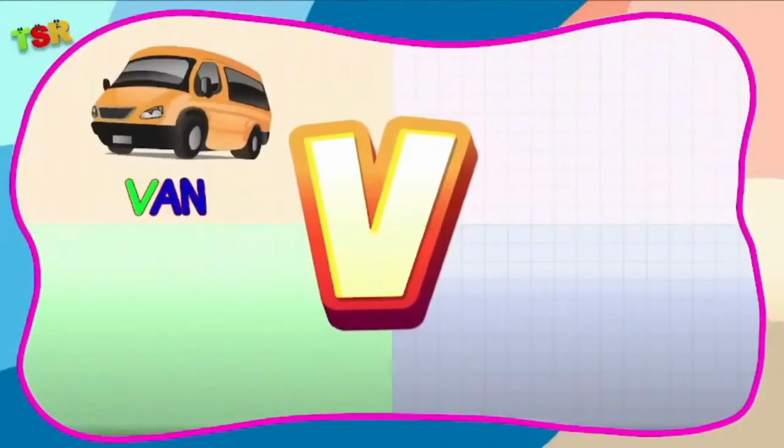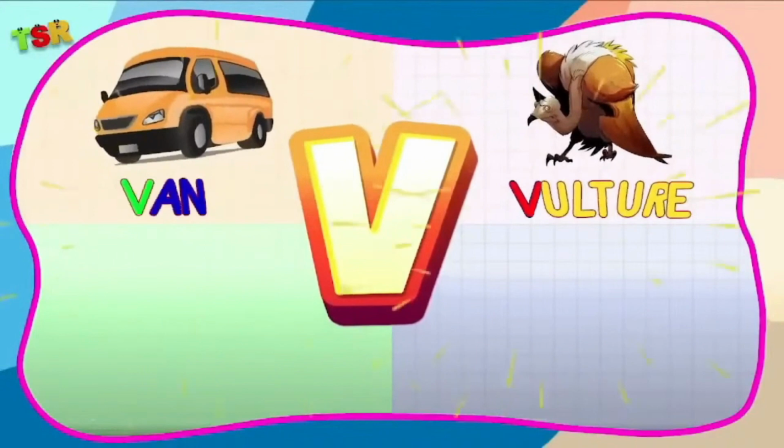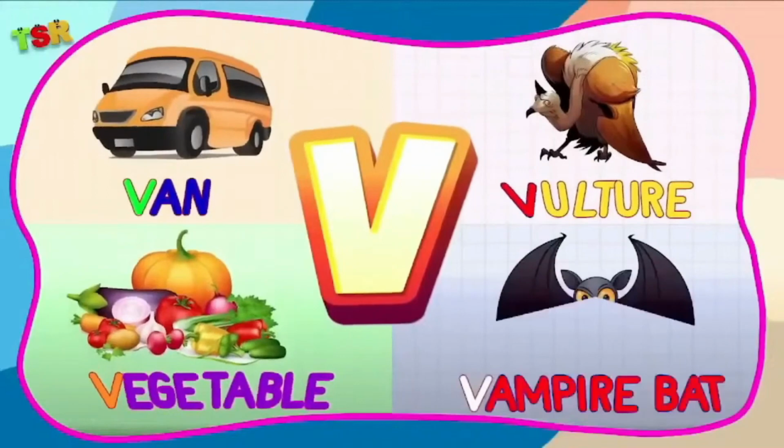Letter V is for van, van. Vulture, vulture. Vegetables, vegetables. Vampire bat, vampire bat.